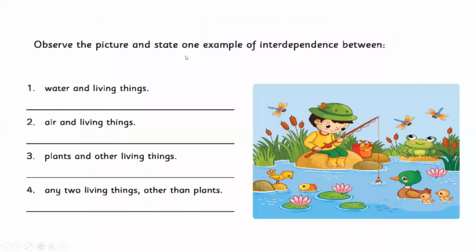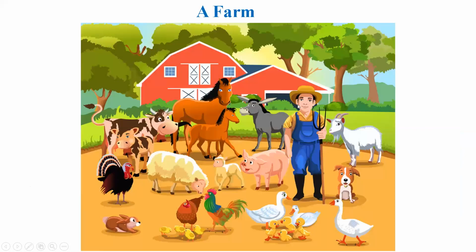Next one, activity. Observe the picture and state one example of interdependence between. Before that, we saw each and every living and non-living thing has some dependency, interdependency, right? So they are depending on each other for their survival. So without interdependence, the living things can't survive on the earth. So that is the interdependence.